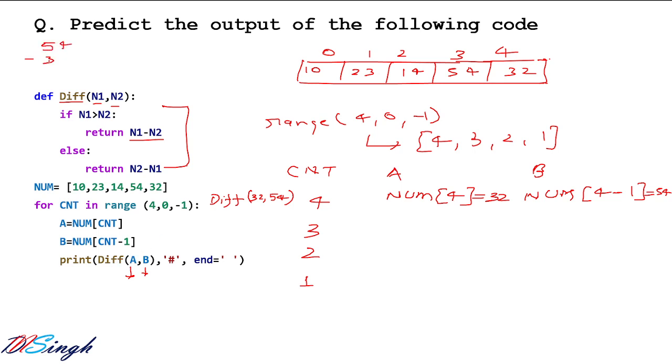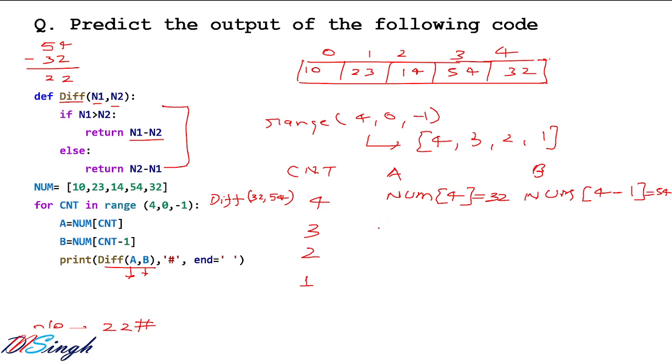minus 32. So what do I get? 2 here and 2 here, 22. So I will write the output here. After returning 22, the hash will be printed as it is. After that, no new line. The next output will start printing from there itself.